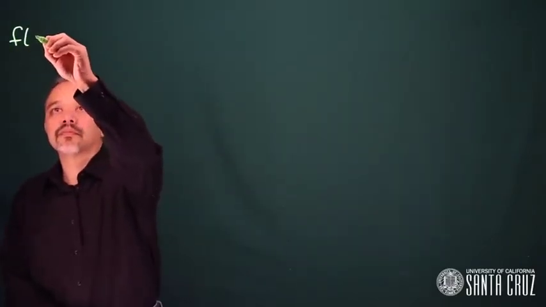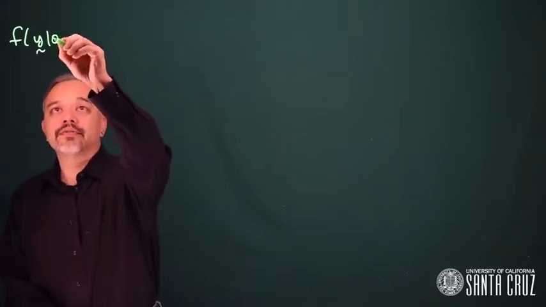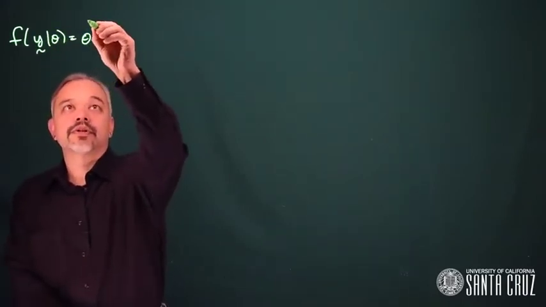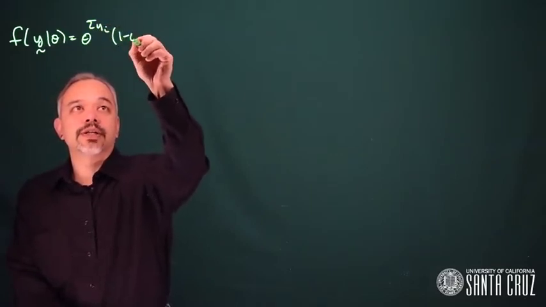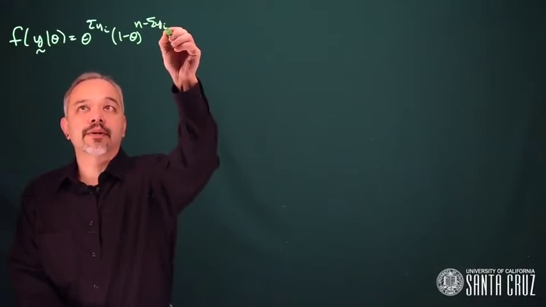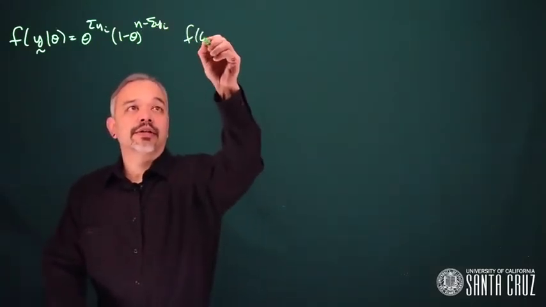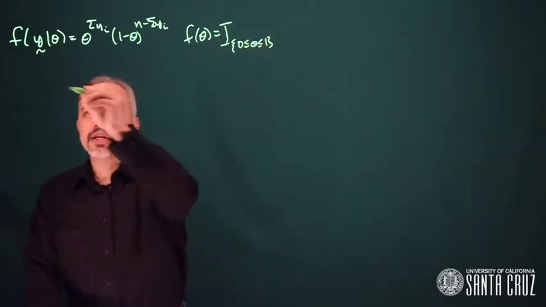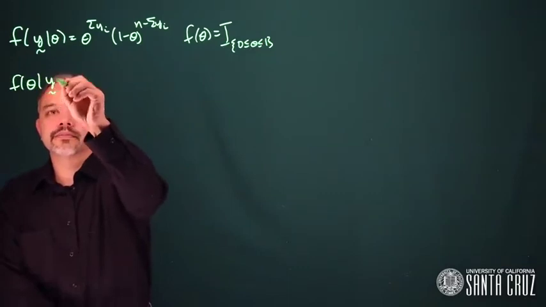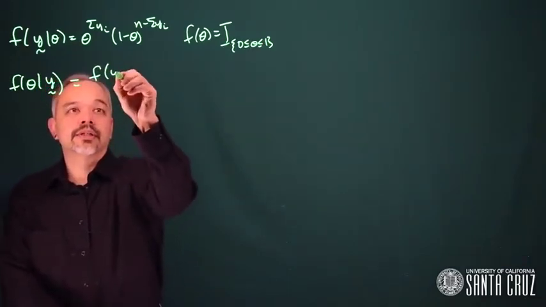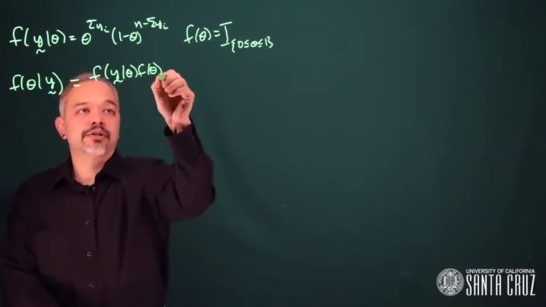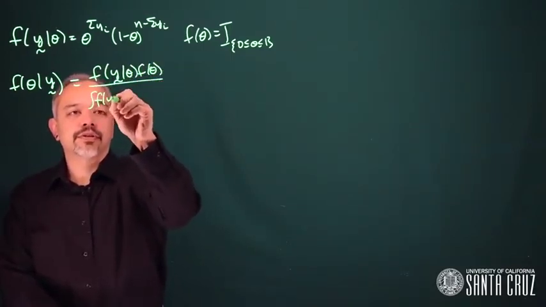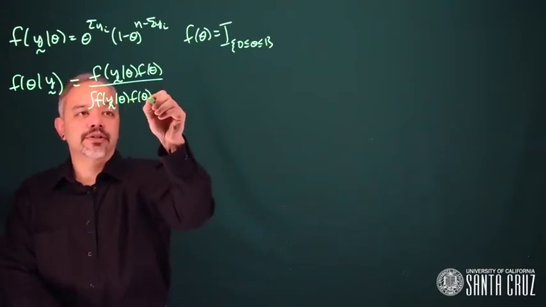When we use a uniform prior for a Bernoulli likelihood, we get a beta posterior. The likelihood of y given theta is theta to the sum of the y sub i's, times 1 minus theta to the n minus the sum of the y sub i's. Our prior for theta is just a uniform, and thus our posterior for theta is the likelihood times the prior over the integral of the likelihood times the prior d theta, so that it integrates up to 1.